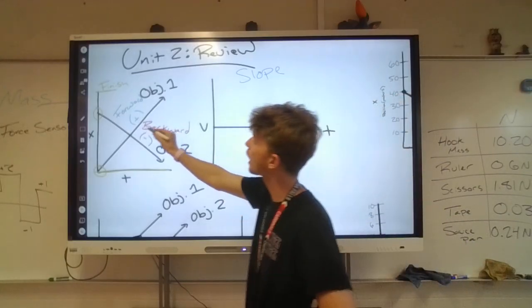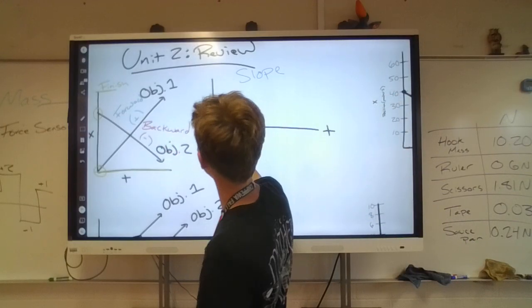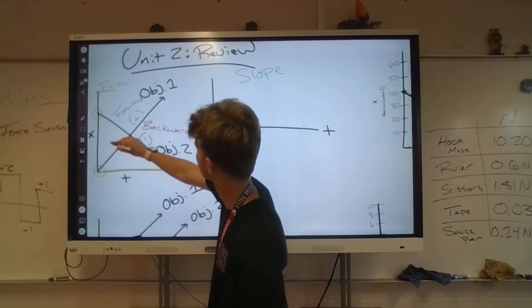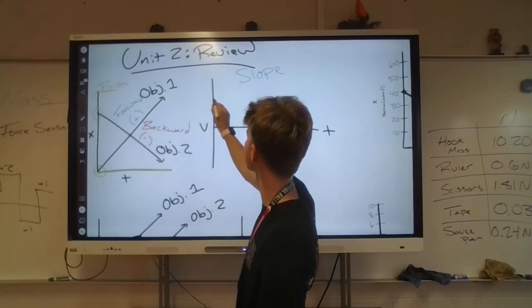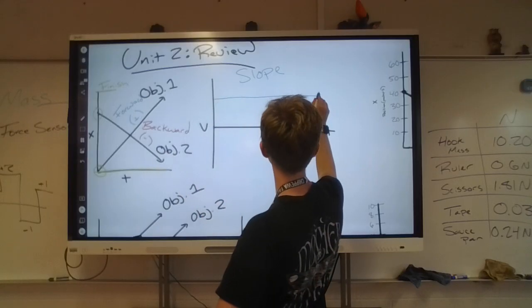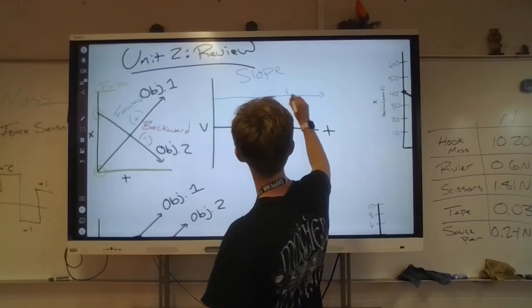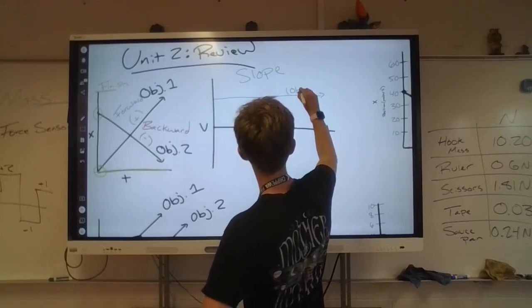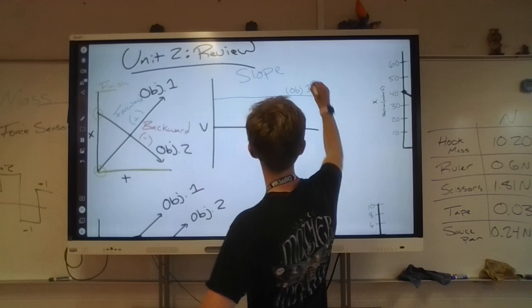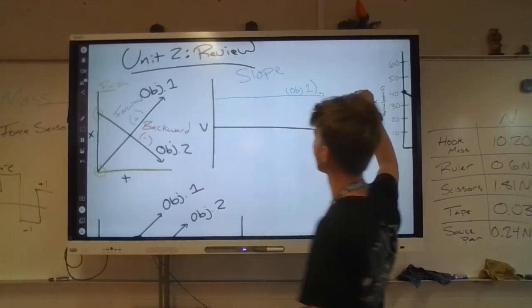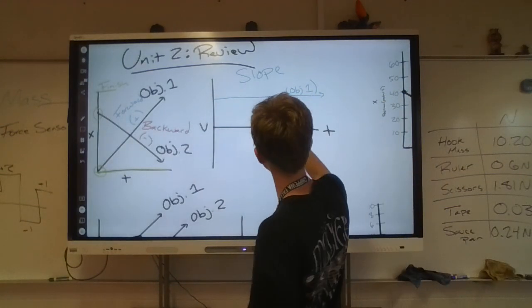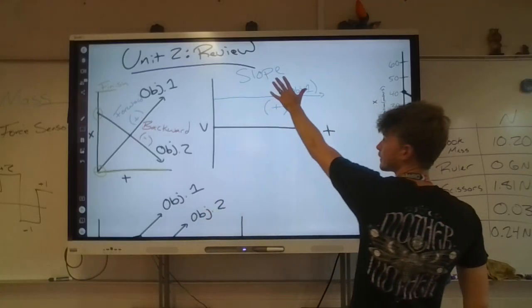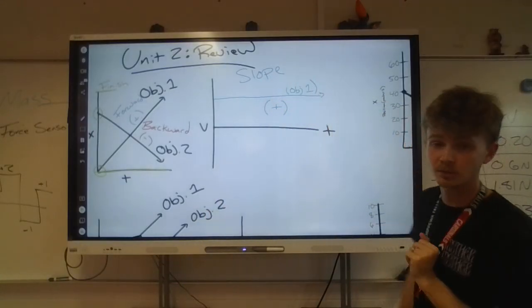Since it has a positive slope, and it's not quite vertical, but it's not quite horizontal, it's right in the middle, I'm going to say its positive slope is right in the middle of the positive region, okay? And so I'm going to say this is object 1, and it has a positive slope, and so I'm going to put a horizontal line for velocity in the positive region of the velocity versus time graph. So the top half is the positive region, the bottom half is going to be the negative region.